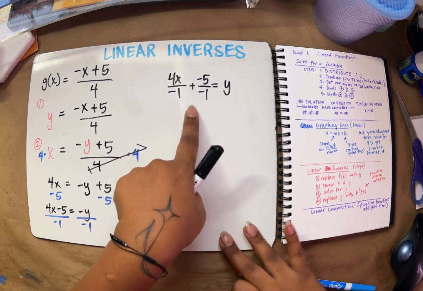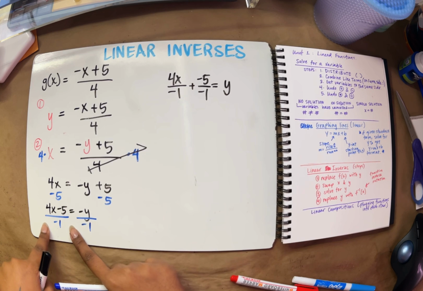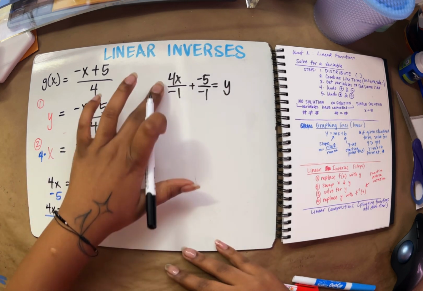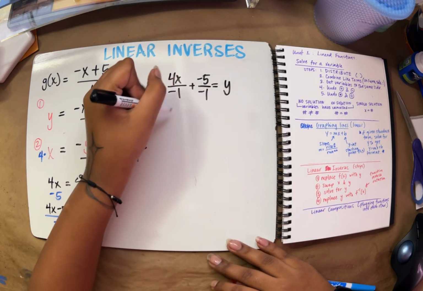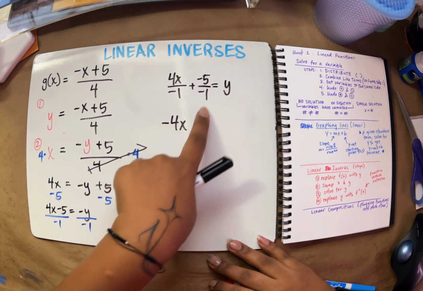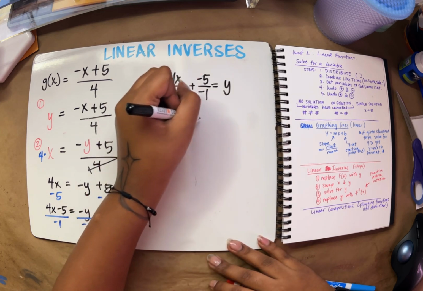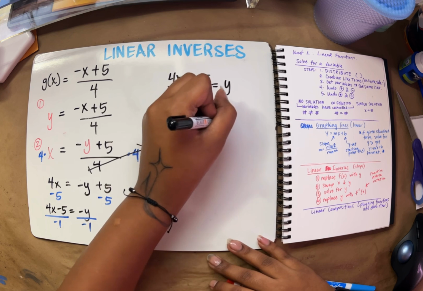And they're going to be added because we are separating this fraction into 2 fractions now. 4x divided by negative 1 is negative 4x. Negative 5 divided by negative 1 is positive 5. And this is equal to my y.